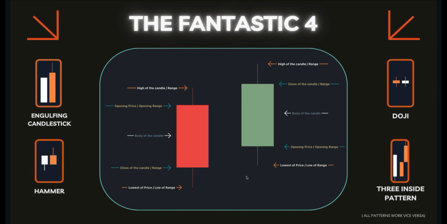All right, now when it comes to the engulfing candlestick, hammer, doji, or three inside patterns, you can apply these on any time frame for any strategy that you want. Just make sure you're only using them as entry confirmations, nothing else. Okay, don't trade off of these candlesticks alone. And yes, they do work vice versa. So in other words, if you're in a downtrend and you're looking for confirmation to go short, then you can just wait for a bearish engulfing candlestick pattern. All right, so we're keeping it very simple here, y'all.